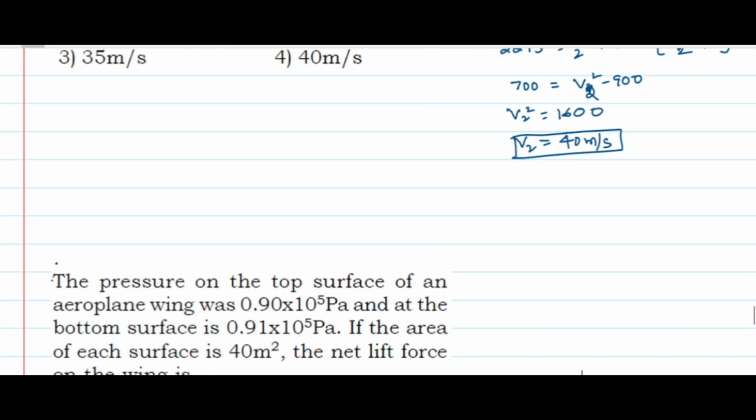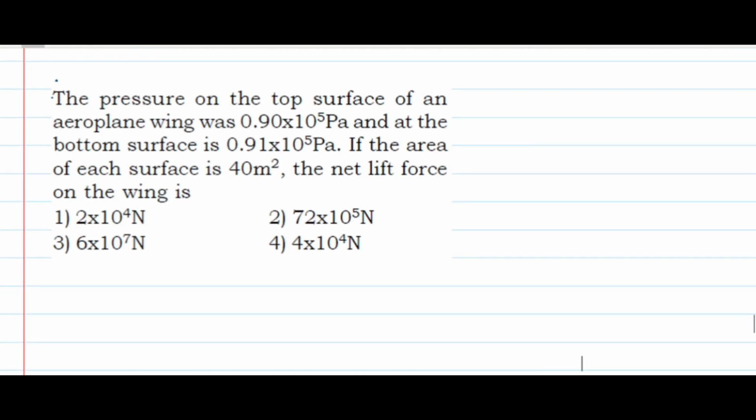The pressure on the top surface of an aeroplane is given as 0.9 into 10 power 5 Pascal, and at the bottom surface it is given as 0.91. The area of each surface is given as 40 meters square. The net lifting force they are asking. Here net lifting force in the sense, there is an aeroplane you can take. Pressure on the top is given as, let us take it as P1, and pressure at the bottom is P2. So the net lift force they are asking.